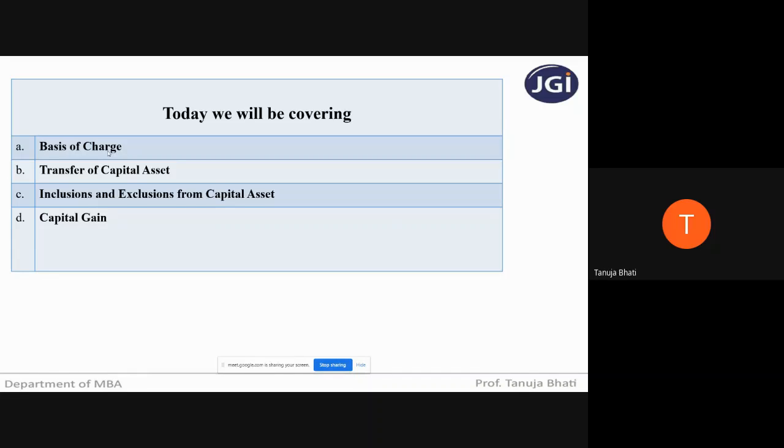When there is an income which is arising from two particular things that have to be there. What has to be there? Transfer and sale of capital assets. Very good. So two things have to be there: transfer, and the transfer should be of a capital asset.